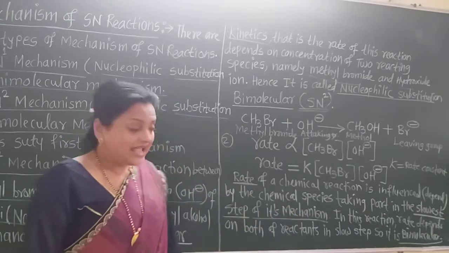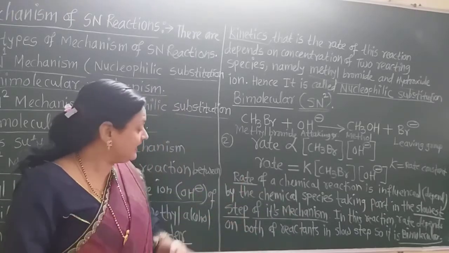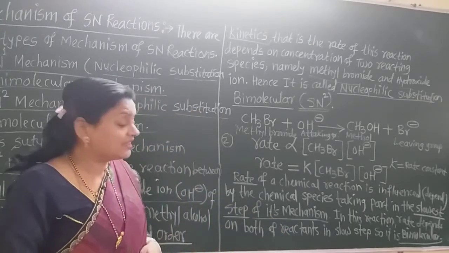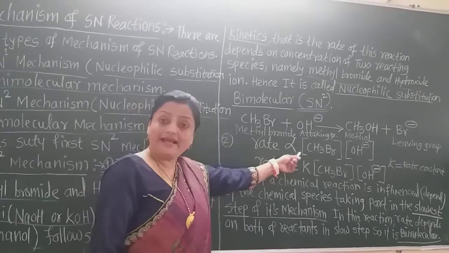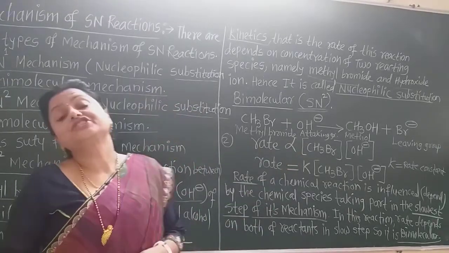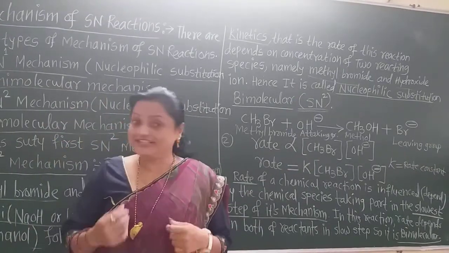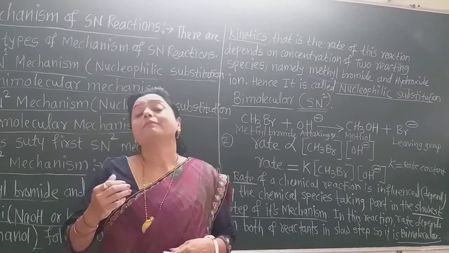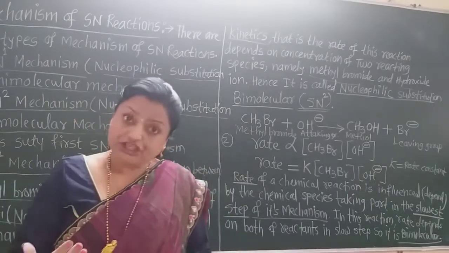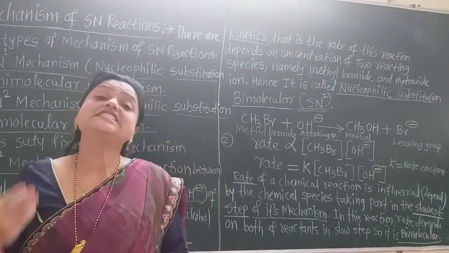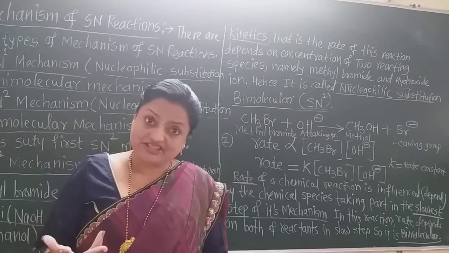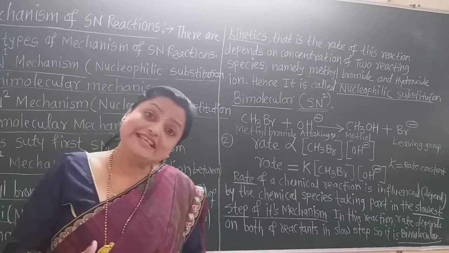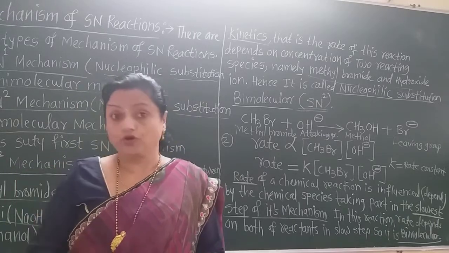And in this reaction, the rate depends on both the reactants in the slow step, and both reactants are methyl bromide and hydroxide ion. So it is bimolecular nucleophilic substitution. Why is it a bimolecular nucleophilic substitution mechanism? Because in the slowest step of this reaction, the rate is influenced by the concentration of two reactants, methyl bromide and hydroxide ion. So this reaction is a bimolecular nucleophilic reaction.